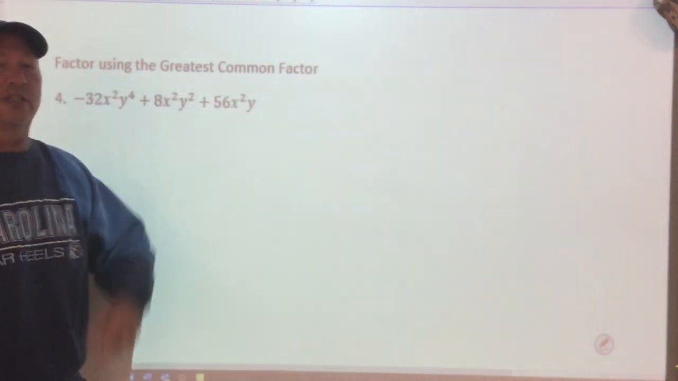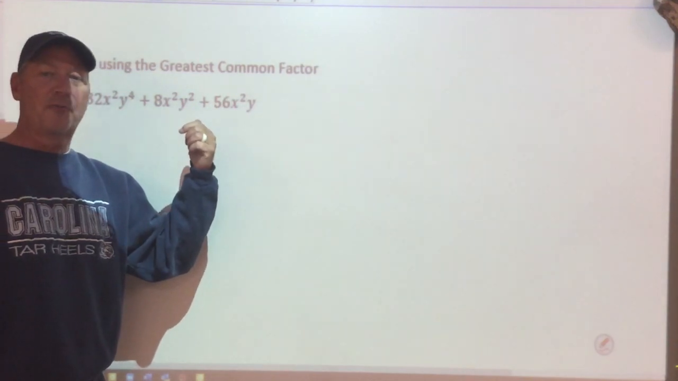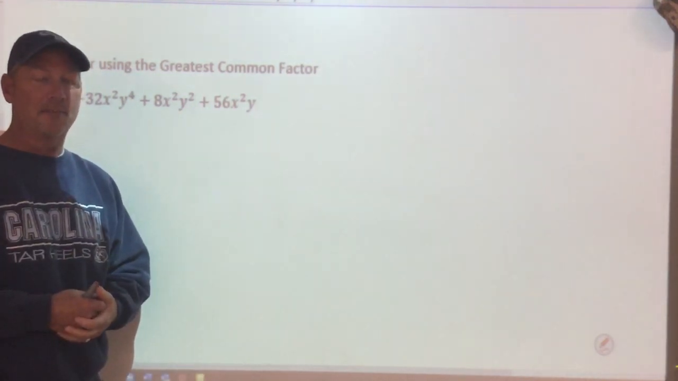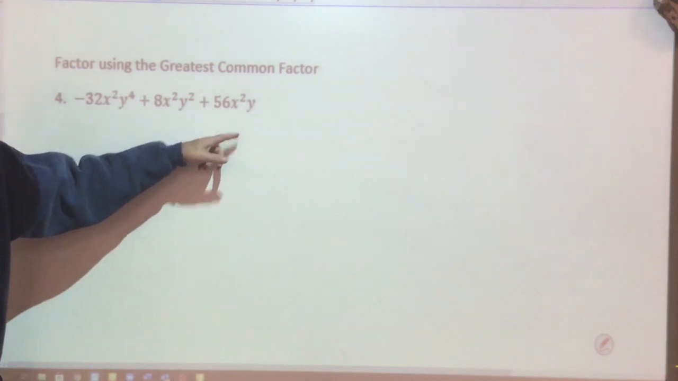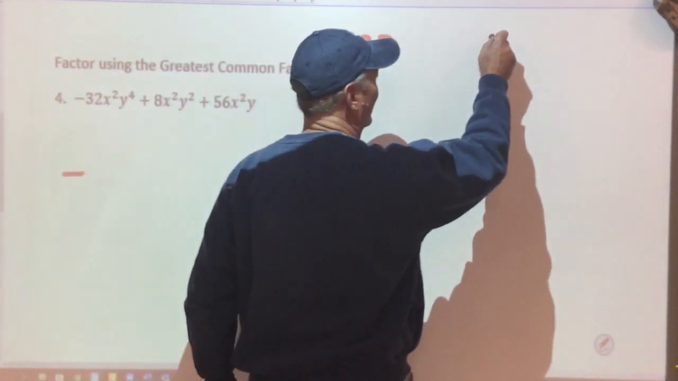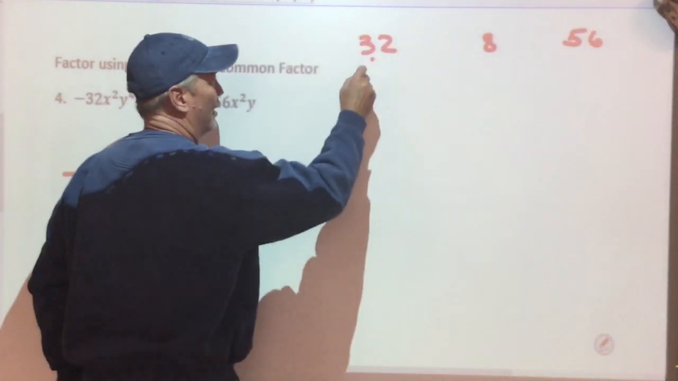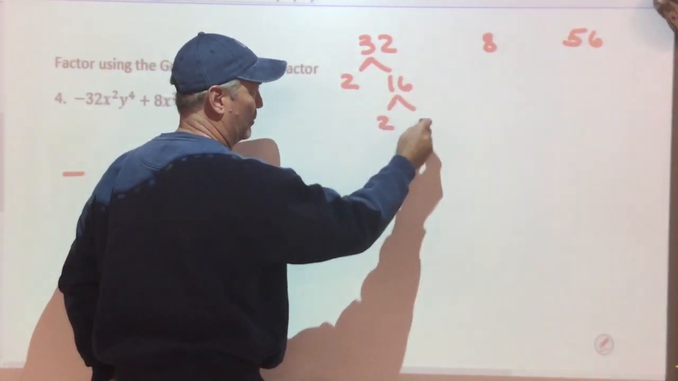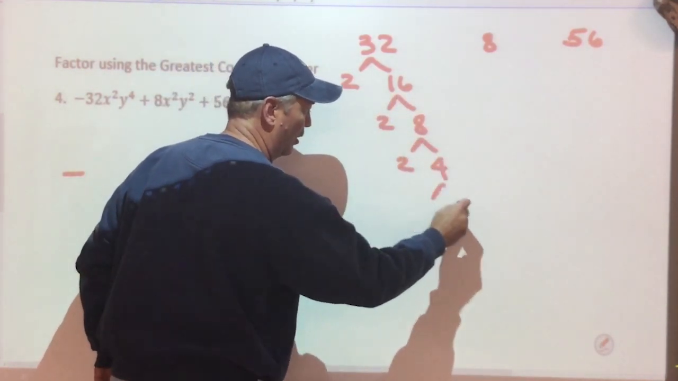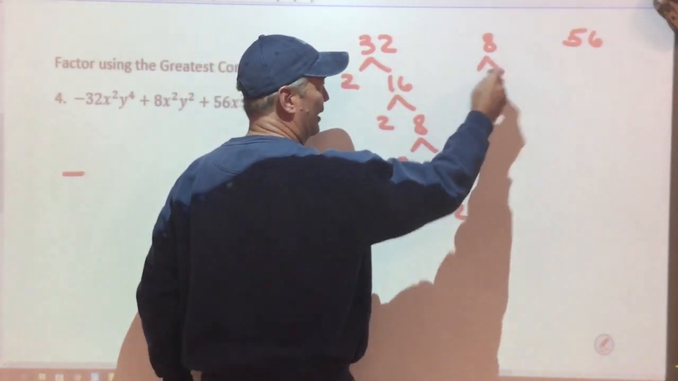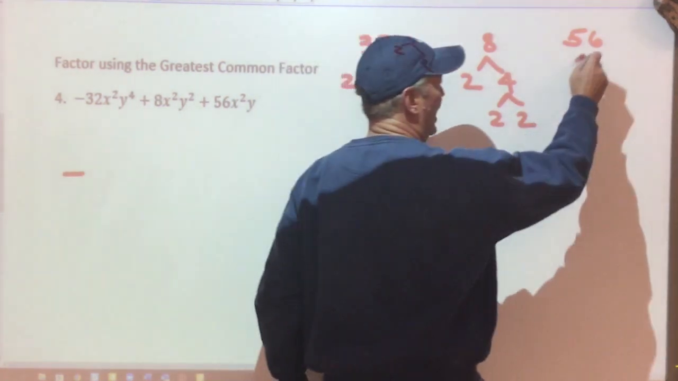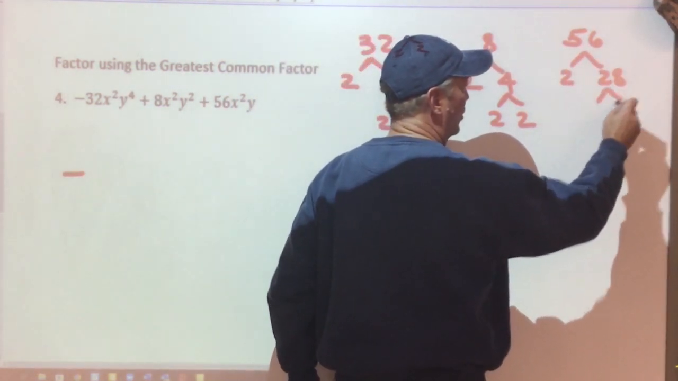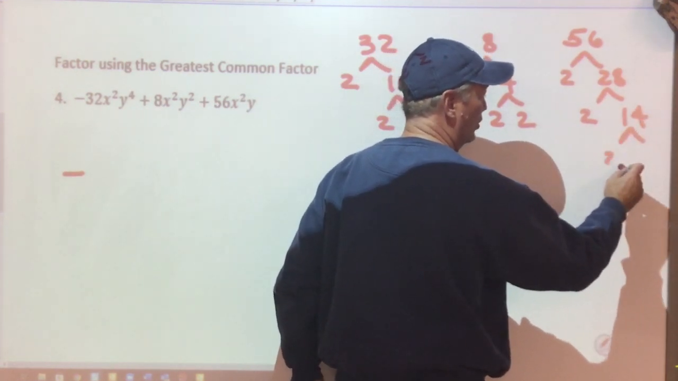Now they want us to factor using the greatest common factor. So that greatest common factor we just found, they would want me to continue and factor using that. On this problem, my lead term is a negative, so that will be part of my greatest common factor. Look at my numbers, 32, 8, and 56. 32 is 2 times 16, 2 times 8, 2 times 4, 2 times 2. 8 is 2 times 4, 2 times 2. 56 is 2 times 28, which is 2 times 14, which is 2 times 7.